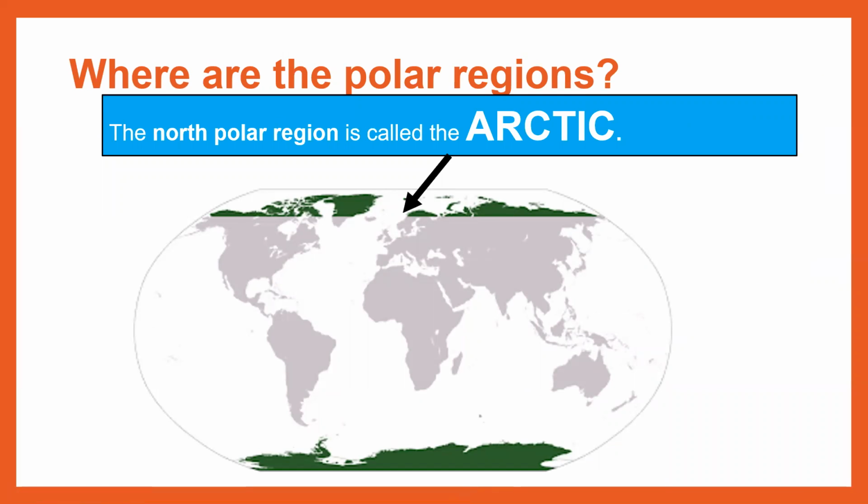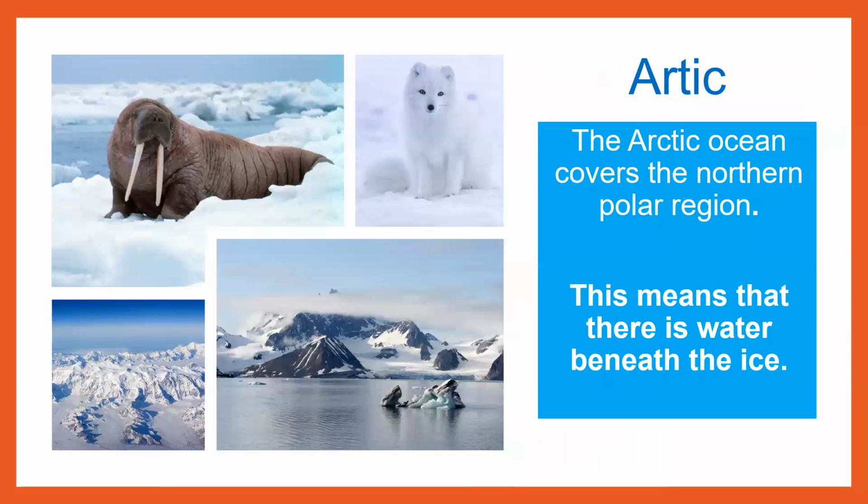So where are the polar regions? The North Polar region is called the Arctic. Can you say Arctic? Well done. And the Arctic Ocean covers the northern polar region, and this means there's water beneath the ice.